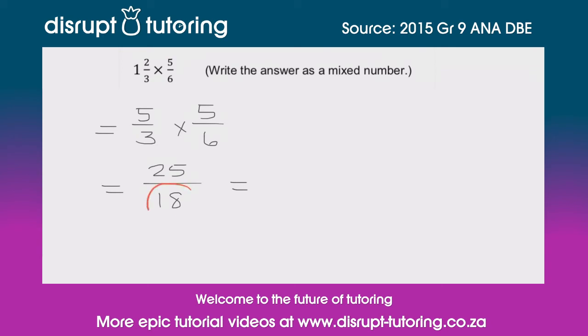Well, the first thing we need to do is we need to see how many times this 18 goes into the 25. We know 18 goes into 25 once. What is left over? Well, we know there's going to be 7 left over, and there's going to be 7 over 18 left over. Now, you can always test whether this is correct. You take the 18, you multiply it by 1, that gives you 18, plus 7 gives you 25, and that means that this mixed number is the true representation of this improper fraction.